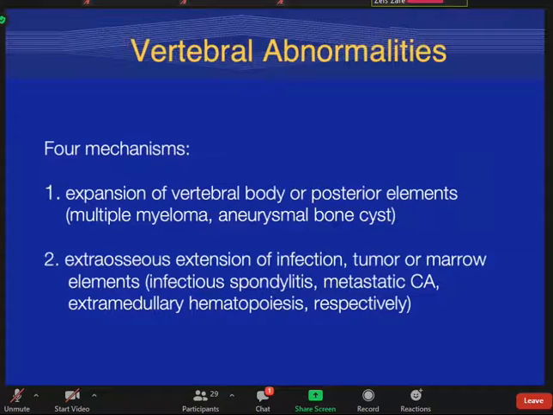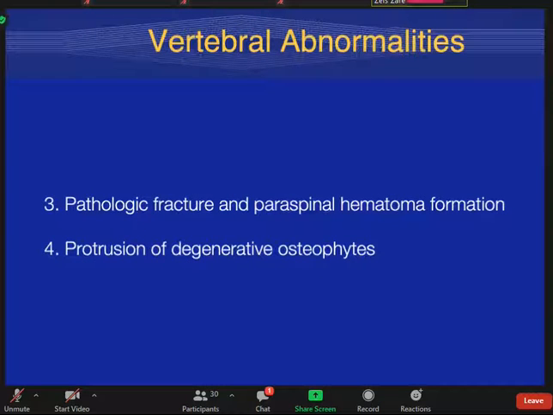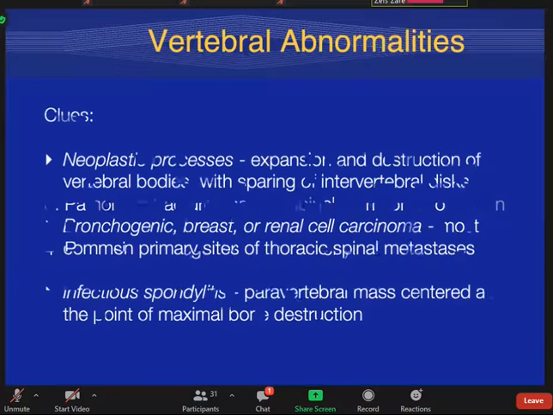The aforementioned processes may produce a paraspinal mass by one of four mechanisms: expansion of vertebral body or posterior elements, such as in multiple myeloma and aneurysmal bone cyst, extraosseous extension of infection, tumor or marrow elements, such as in infectious spondylitis, metastatic disease, and extramedullary hematopoiesis, pathologic fracture and paraspinal hematoma formation, and protrusion of degenerative osteophytes.